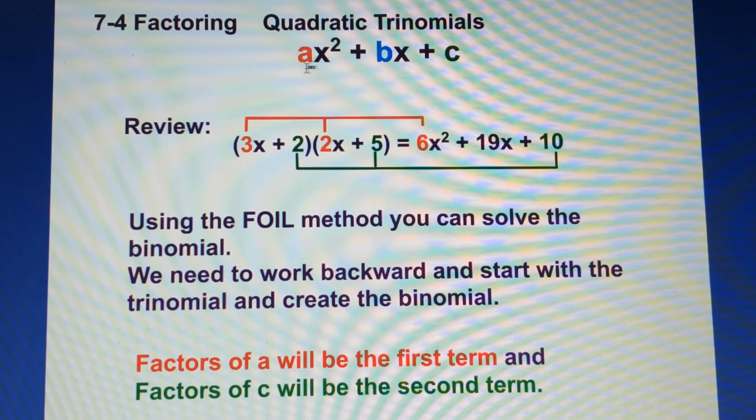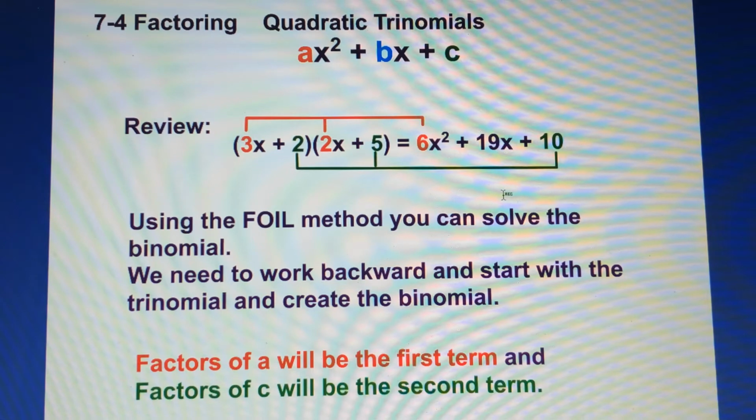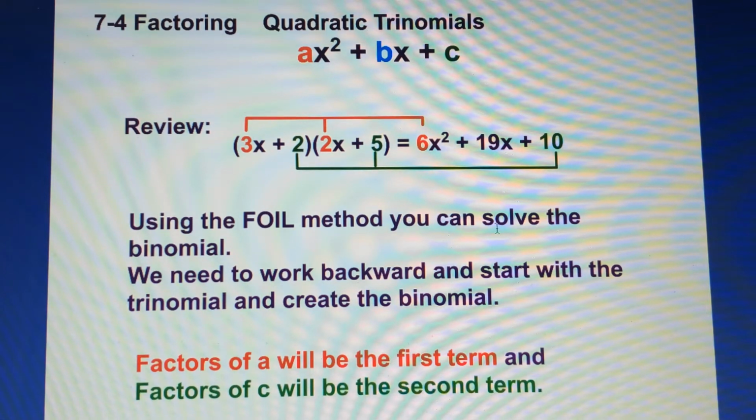Notice that we added the coefficient to x squared, which is now all of a sudden we're calling these quadratic. Review. If you had two binomials, you would have used the FOIL method and you would have gotten this quadratic trinomial. Your 3 times 2 would have equaled 6. 2 times 5 would have equaled 10. And then you would have had the sum of the products to get your B value, which is 19.